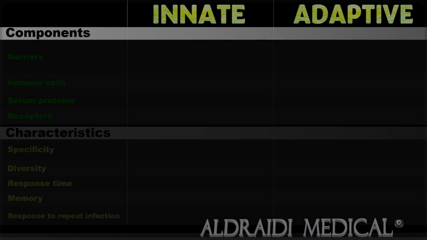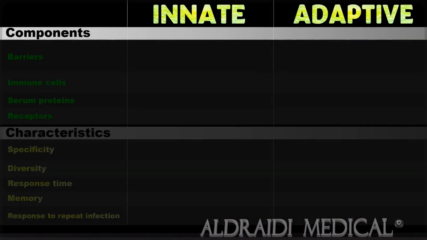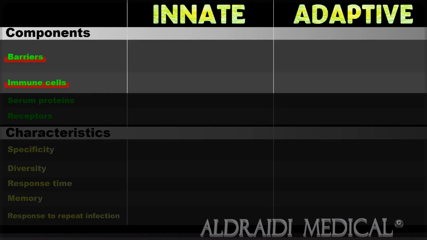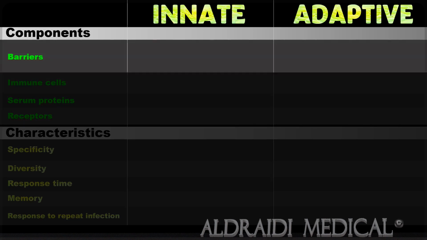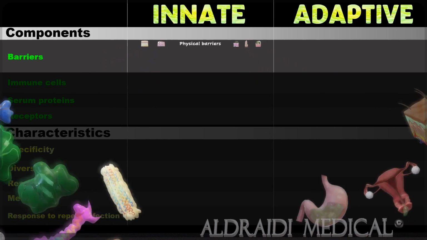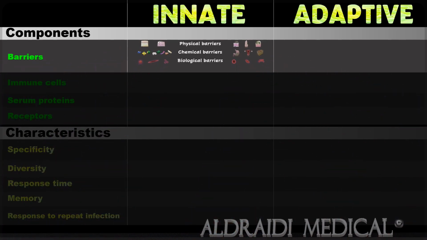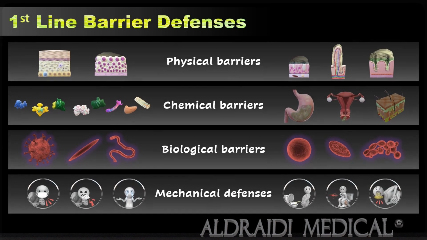Both the innate and the adaptive responses are composed of barriers, immune cells, serum proteins, and receptors. The barriers of the innate immune system include physical, chemical, and biological barriers, and also some other mechanical defenses. These barriers act as fixed defense mechanisms against infection and form our body's first line of defense.